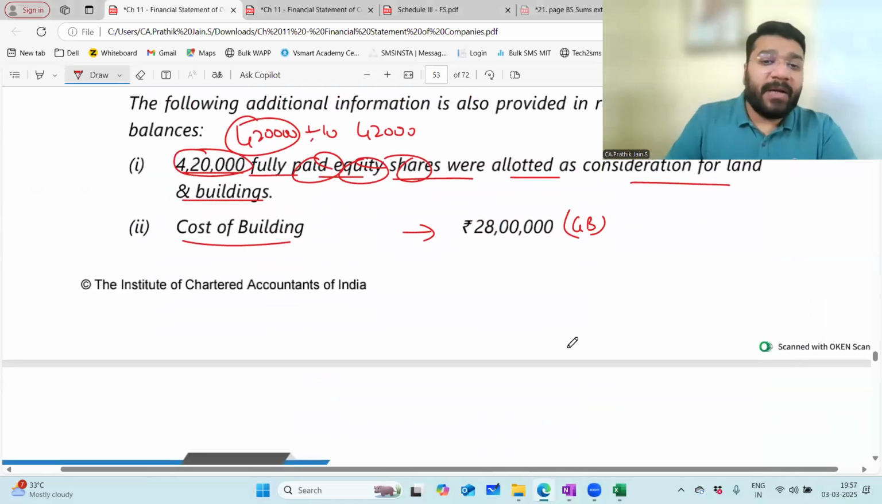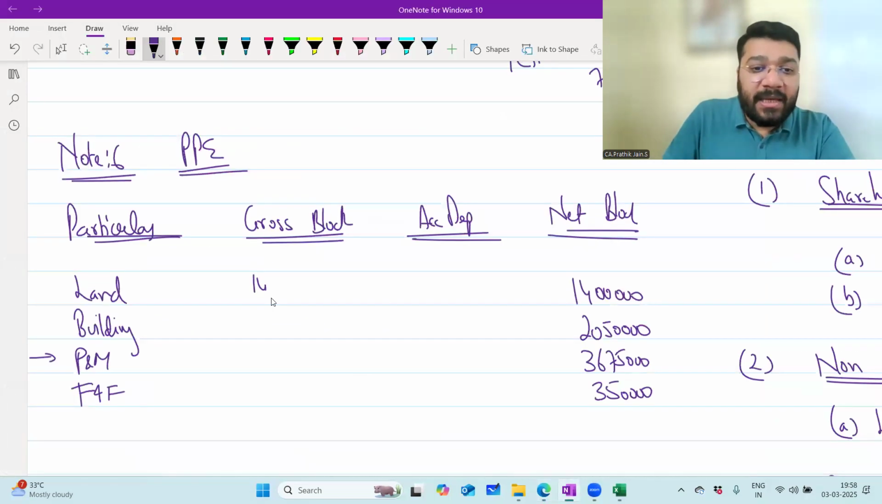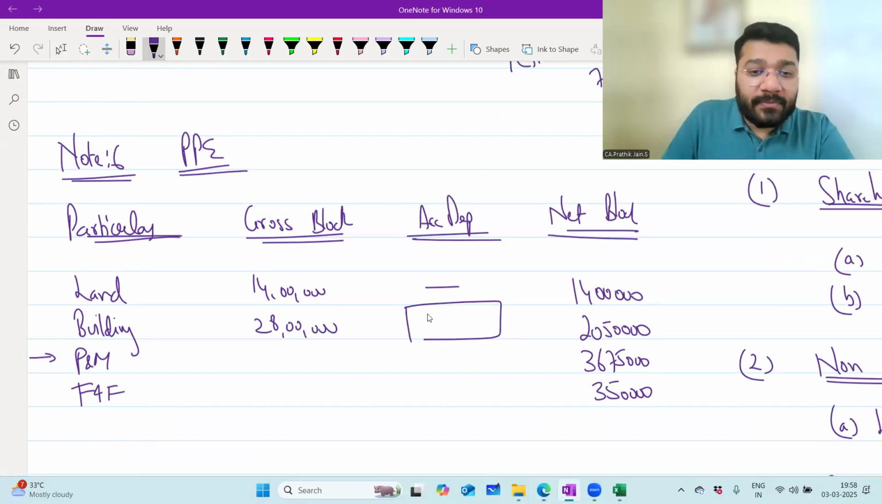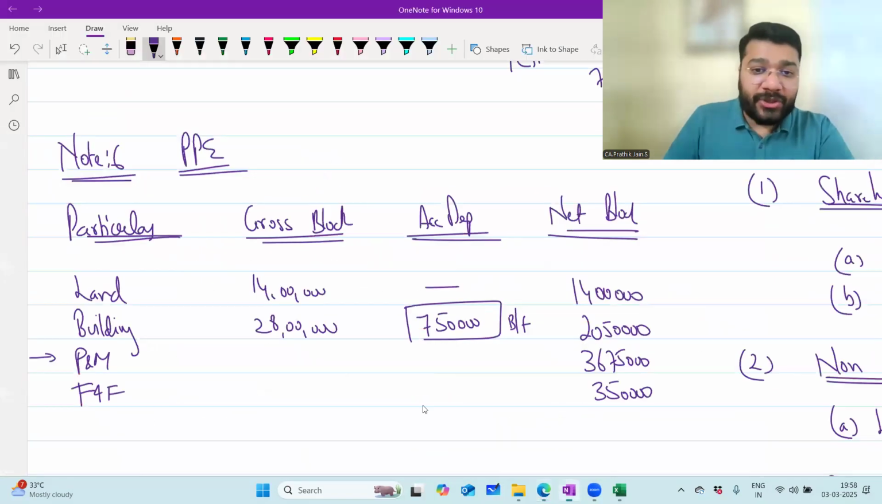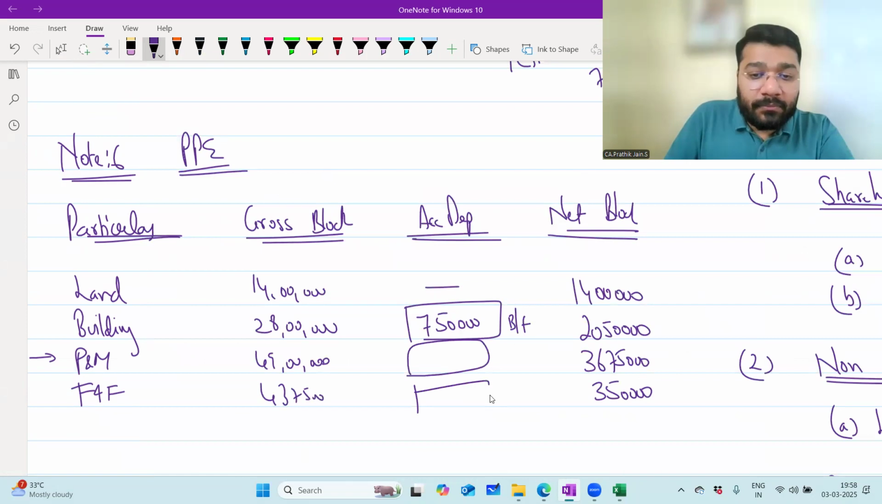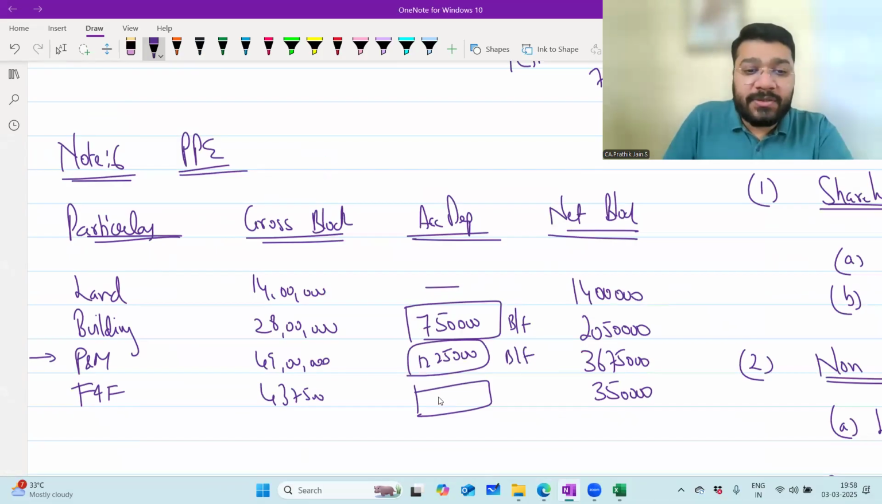Next, cost is given. Cost of the building is 28 lakh. For land, it is going to be the same 14 lakh. For building it is 28 lakh. So what is the depreciation? 7 lakh 50,000 is the depreciation, balancing figure. Then it is 49 lakh for plant and machinery. And for furniture and fixtures it is 4 lakh 37,500. Depreciation for plant and machinery is 12 lakh 25,000. And for furniture and fixtures, 87,500.